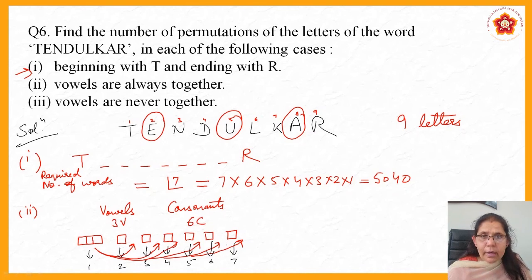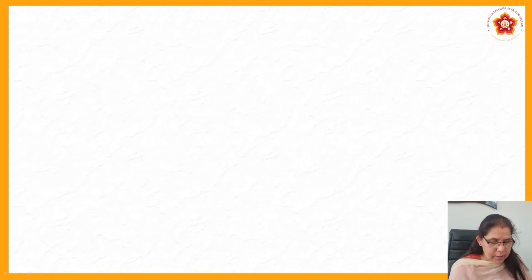So if we need to simplify it, we can say that we have to arrange 7 letters at 7 places. We are counting all the 3 vowels together and counting them as one unit. So in how many ways can 7 letters be arranged at 7 places? Factorial 7 ways.